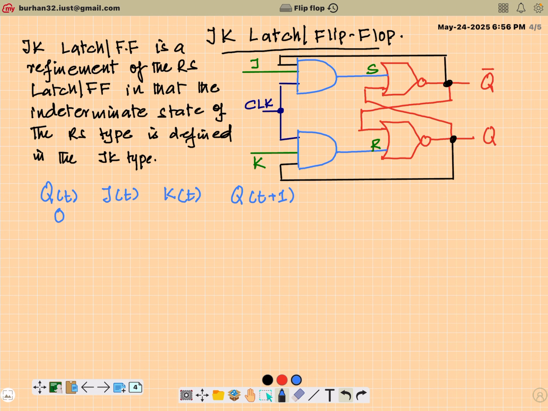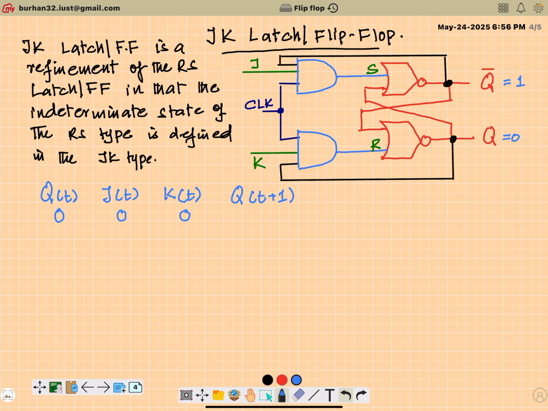Which means Q is equivalent to 0. We have to see for different values of J and K, what will be the next value of Q. So if I start with J equal to 0, K equal to 0, let's see what the conditions are. So Q is equivalent to 0. By definition, Q bar is 1.